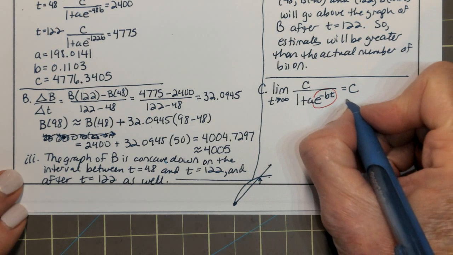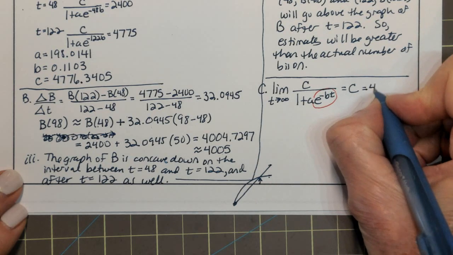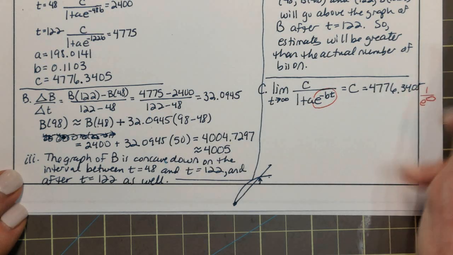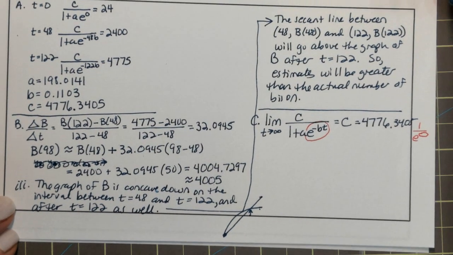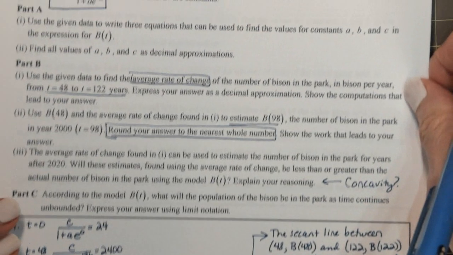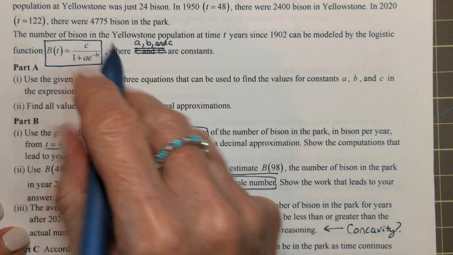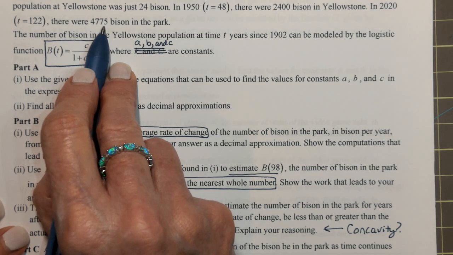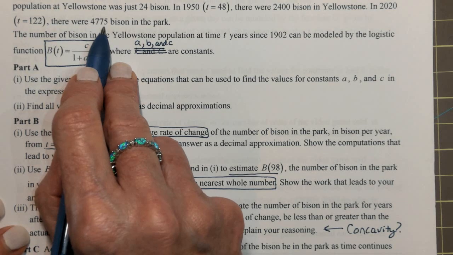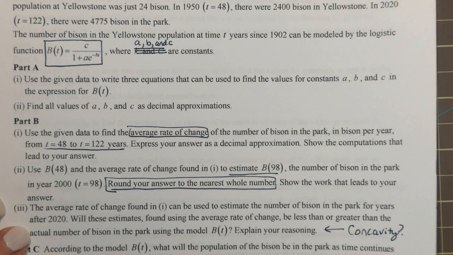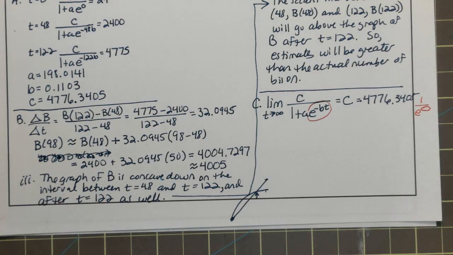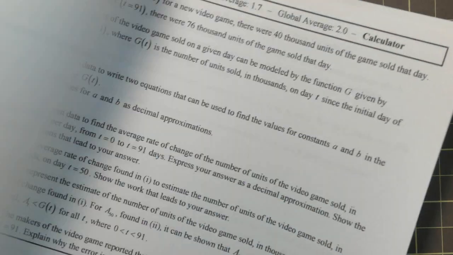And C is equal to 4776.3405. So according to this model, there will only be one more bison born in the park, according to that model. That's the long-term behavior of the bison. Okay. All right, I'm going to leave that out because I need to go fix that on your sheets.